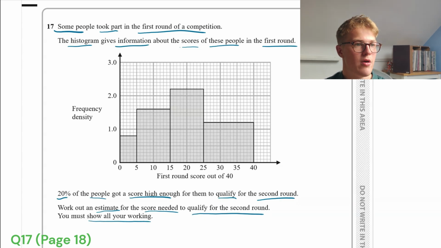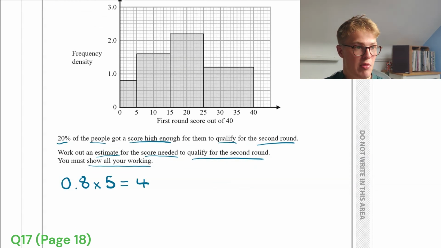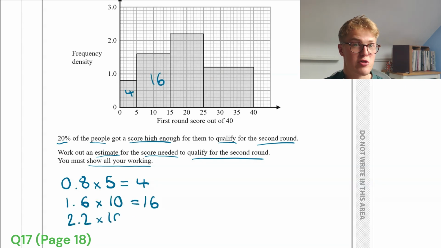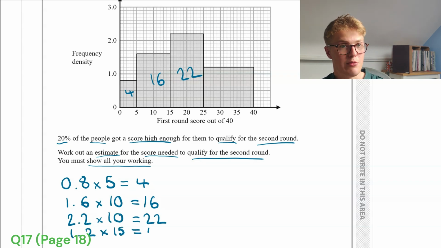You must show all your working. So the first thing we're going to do is find the area of each of the bars. So we do 0.8 times 5, which is 4, 1.6 times 10, which is 16, 2.2 times 10, which is 22, and 1.2 times 15, which is 18.